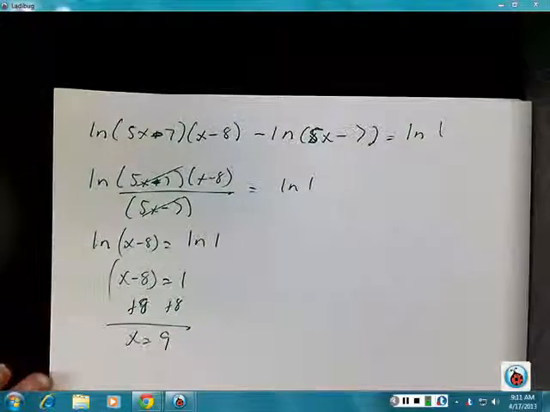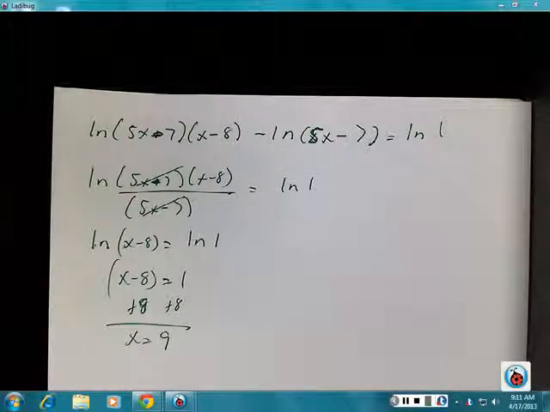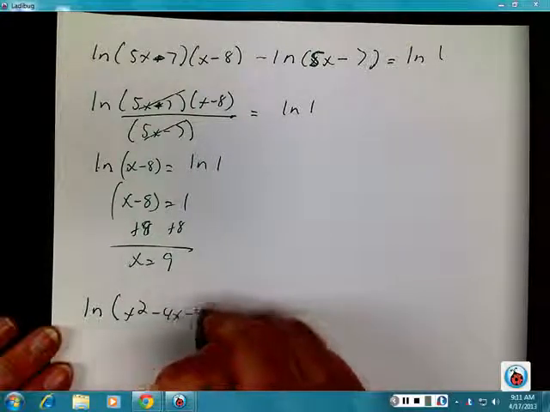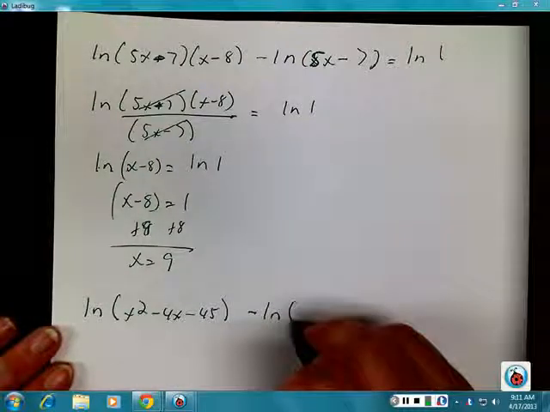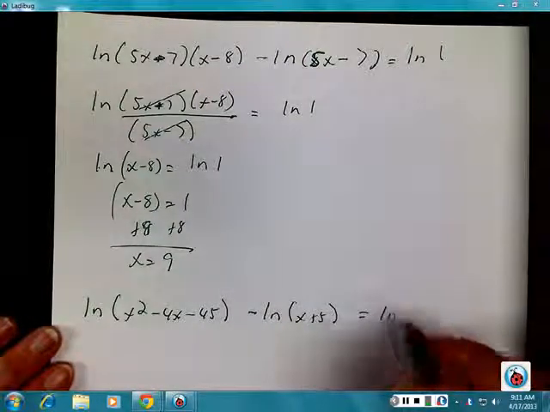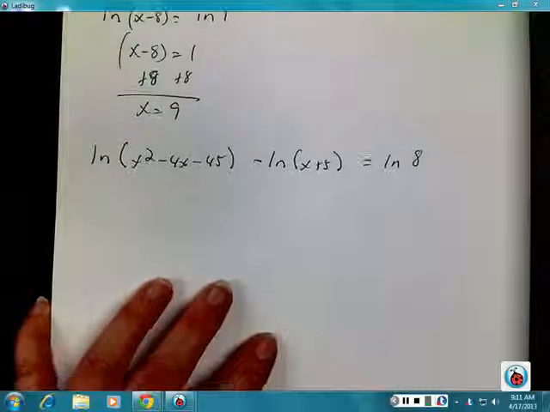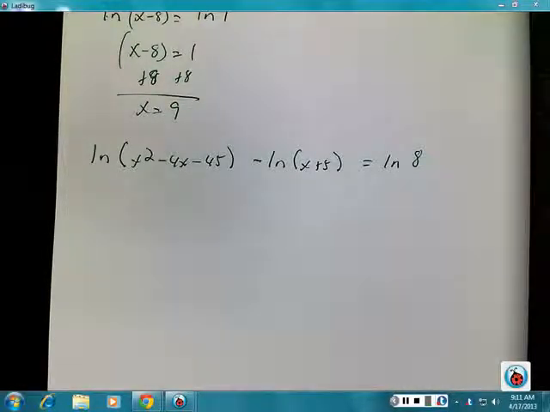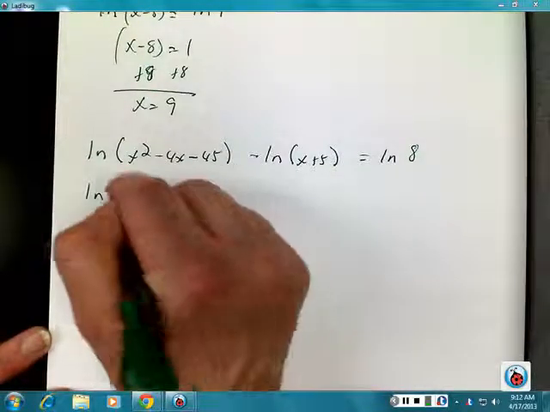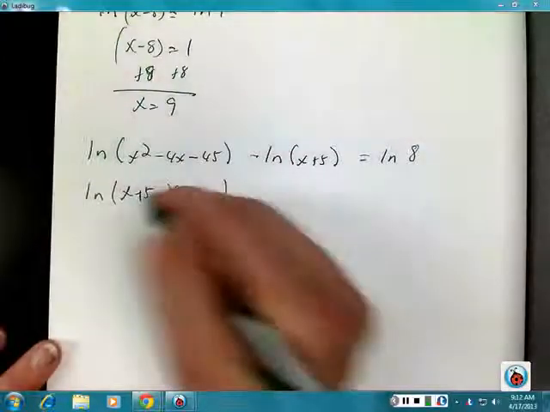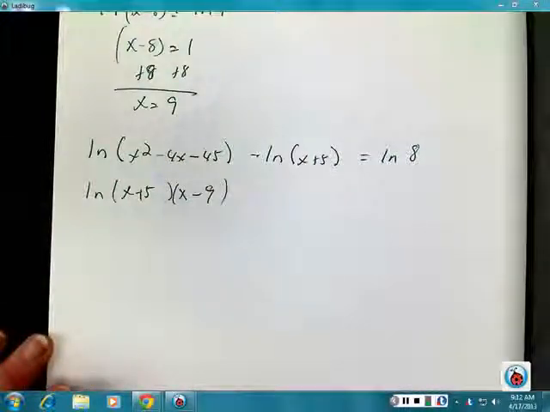Let's see if I've got one more of that variety. Flip my page over here. Go back the opposite way. How about this one? Natural log of x squared minus 4x minus 45 minus the natural log of x plus 5 is equal to the natural log of 8. Now they give you a little extra work in this one because they don't factor it for you. You need to factor this piece. If I factor it, what's it going to factor to? (x minus 9)(x plus 5).